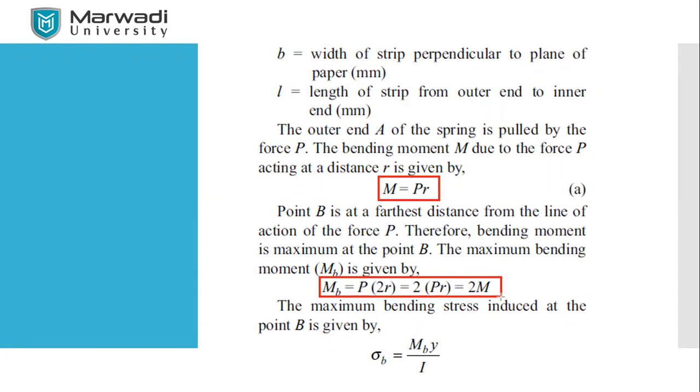For the maximum bending stress, you can use the equation sigma_b = M_b y / I, where you can put the value of M_b if required. Ultimately we want to focus on this maximum bending stress using this equation. This is a very important part that you should note down.